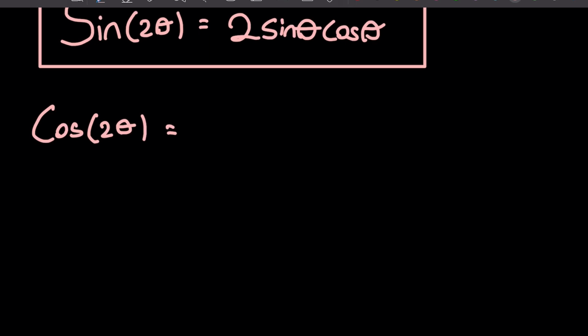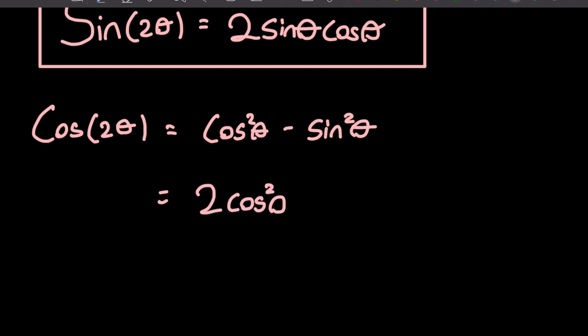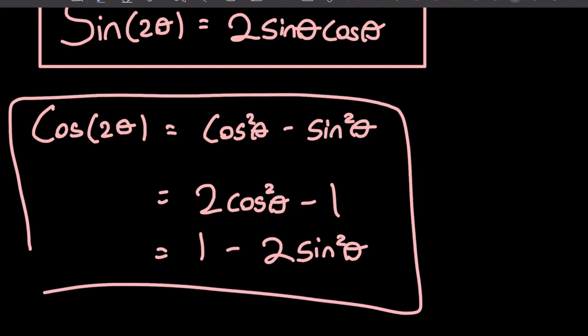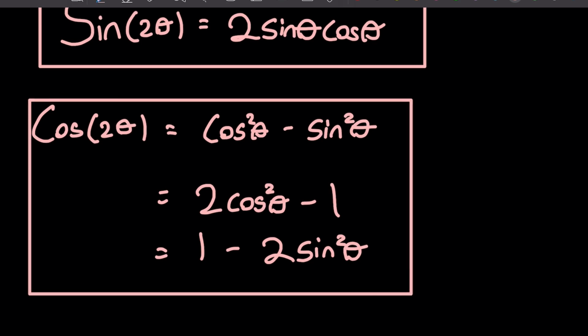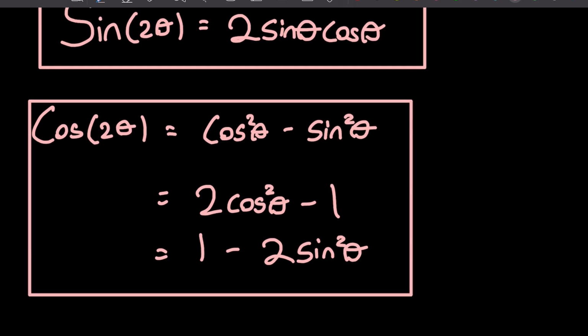Now 3 ways to represent this are cos squared theta minus sine squared theta. Another way to do this is also 2 cos squared theta minus 1. And lastly, the last one is 1 minus 2 sine squared theta. So these are the ways we can represent cos 2 theta. It has 3 different ways. Just try to remember these. I won't be showing the derivation for these. Just try to remember them.